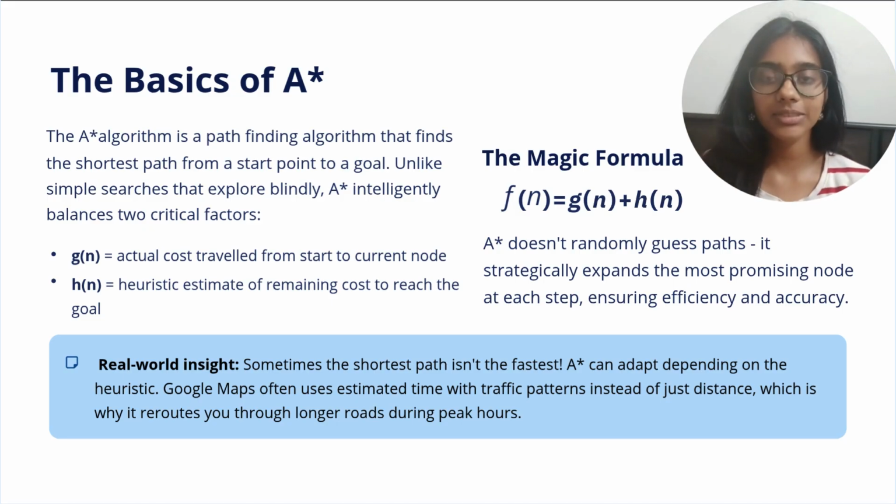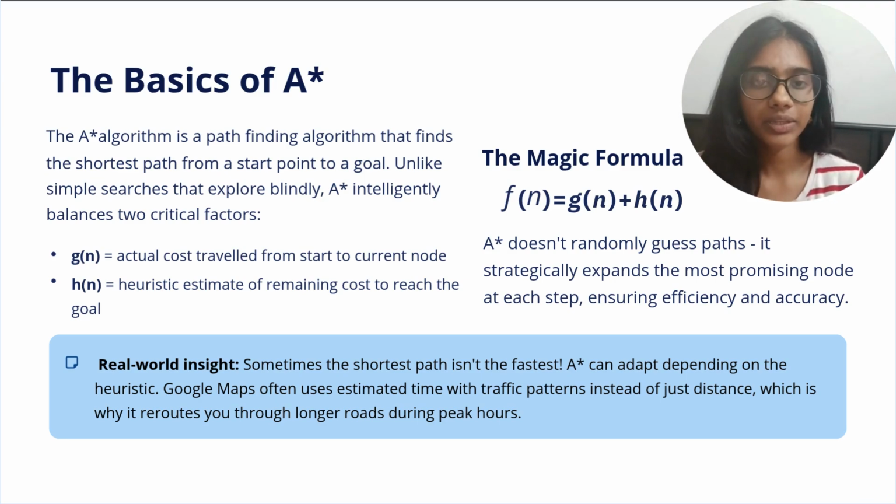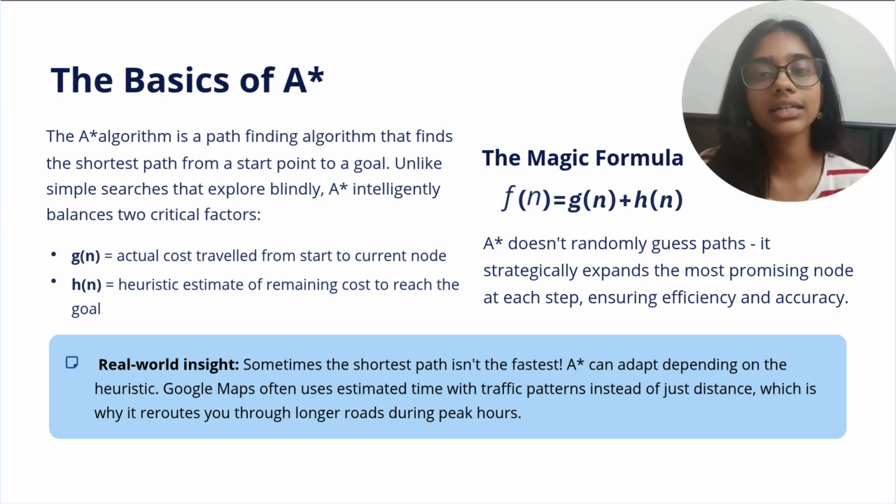The A star algorithm is a pathfinding algorithm that helps to find the shortest path from the start point to the goal. It works by balancing two key things. One is g of n, another is h of n. So, g of n is the actual cost from the start node to the current node. Think of this as how far you've already walked, or the total distance you've traveled so far. And h of n is the heuristic estimate of the cost to reach the goal from the current node. A heuristic is basically a smart guess of how far you still have to go. For example, on a map, it could be the straight line distance to your destination.